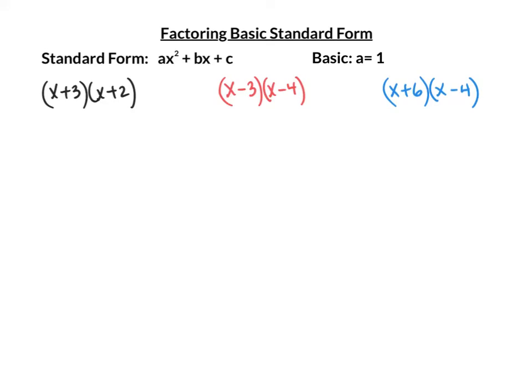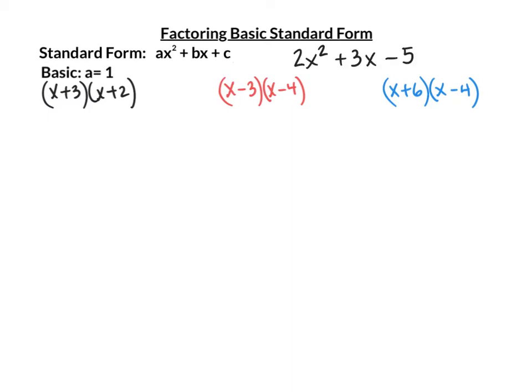Factoring basic standard form. Standard form is when you have three terms, ax squared plus bx plus c. Remember that terms are separated by addition and subtraction, and a, b, and c are your numbers. An example would be like 2x squared plus 3x minus 5. Notice that a would be 2, b would be 3, and c would be negative 5. Standard form always has three terms.